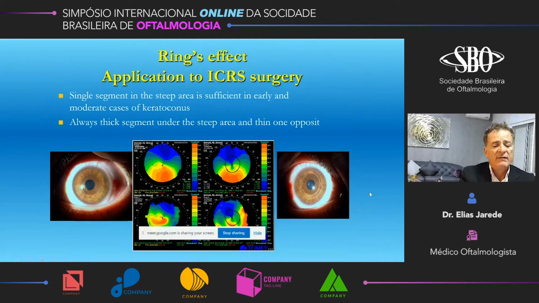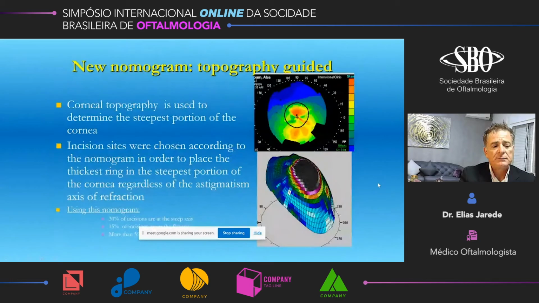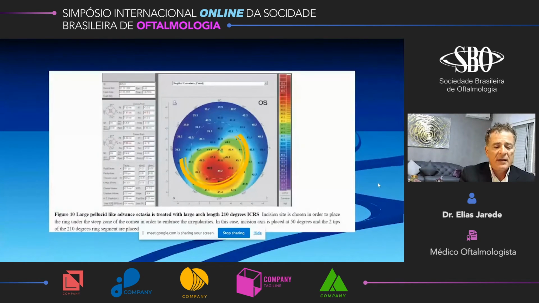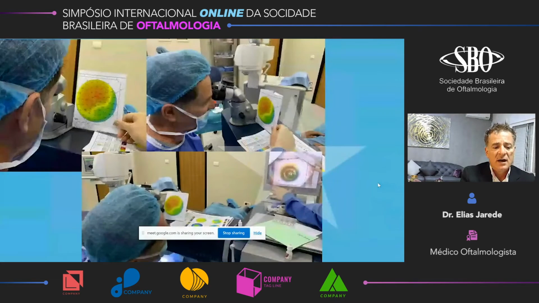In the right eye, we have high refractive error. So that's why one thick ring inferiorly, one thin superiorly. So in this one, we call it topography guided nomogram. We have to set our incision in order to put the thick ring under the steep area, regardless of the axis of astigmatism. And again, the shape of the ring has to be determined according to the amount of irregularities. Here we can see that our plan is to put 210 degrees because in the Pellucid light we have a large amount of ectasia in the cornea.